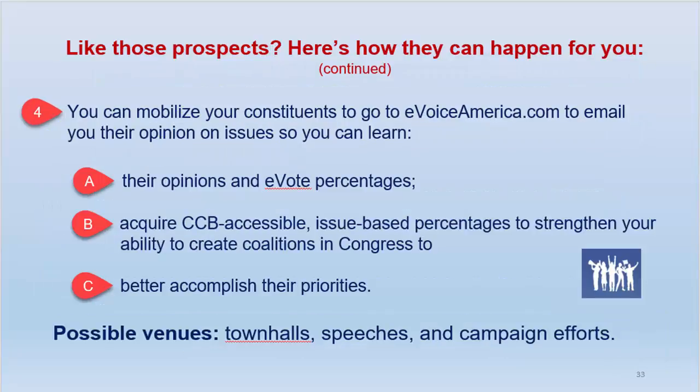You can mobilize your constituents to go to eVoiceAmerica.com to email you their opinion on issues so you can learn their opinions and e-vote percentages. Acquire CCB-accessible, issue-based percentages to strengthen your ability to create coalitions in Congress to better accomplish their priorities. Possible venues: town halls, speeches, and campaign efforts.